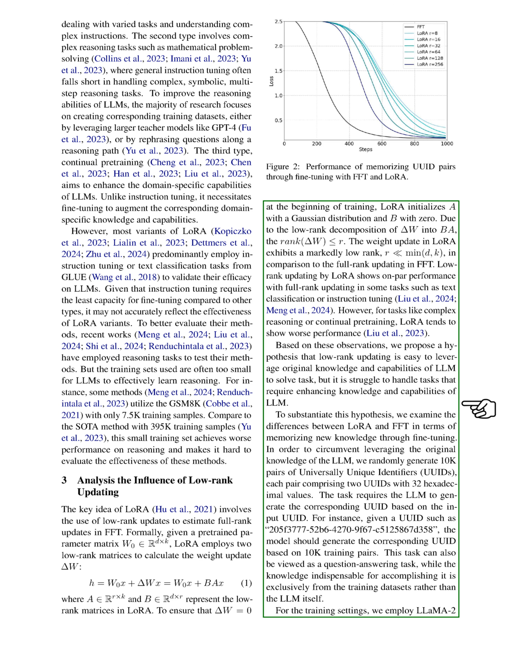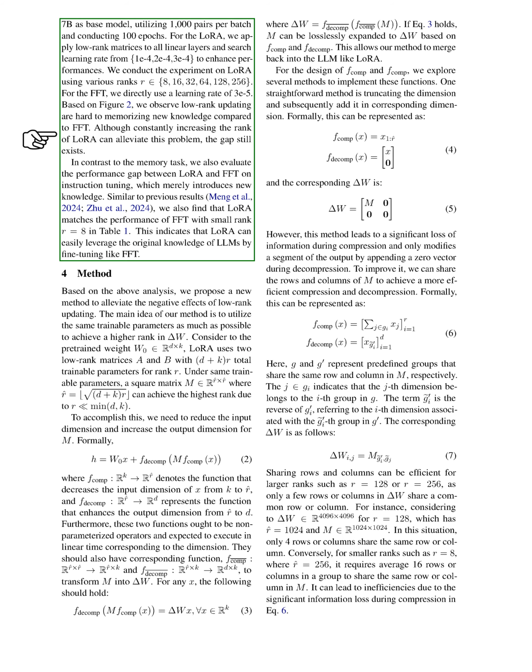To test this hypothesis, we compare LoRA and FFT in terms of memorizing new knowledge through fine-tuning. We design a task where the LLM needs to generate corresponding universally unique identifiers, UUIDs, based on input UUIDs, with the knowledge required solely from the training data. We conduct experiments using Llama 2 7B as the base model, adjusting batch size, epochs, and learning rates for LoRA.